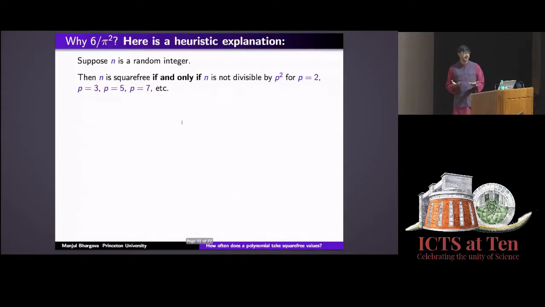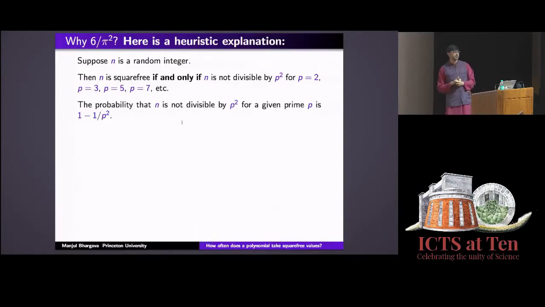Now what is the probability that a number is not divisible by, say, 2 squared? Well, what's the probability that it is divisible by 2 squared? 1 over 2 squared, right? 1 over 4. So in general, what is the probability that n is not divisible by p squared? Well, 1 over p squared of all numbers are divisible by p squared. So the probability that a number is not divisible by p squared is 1 minus 1 over p squared, right? Because every p squared-th number is divisible by p squared. All the others are not.